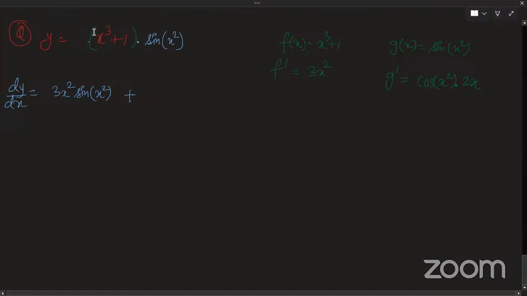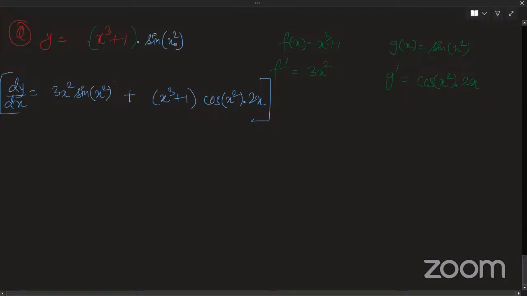So you have got two functions over here. One function is x cube plus 1. Another function is sine of x square. In the first try, I have differentiated the first function. And in the second time, I will be differentiating my second function. So now I keep the first function intact and differentiate the second function. So this is my final answer. Got it, Vignesh?